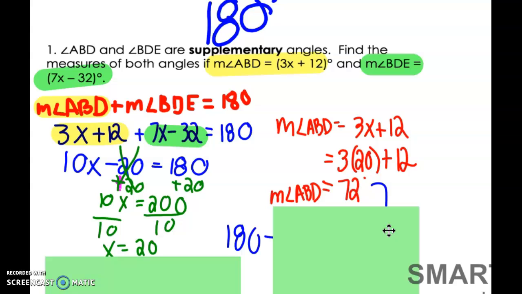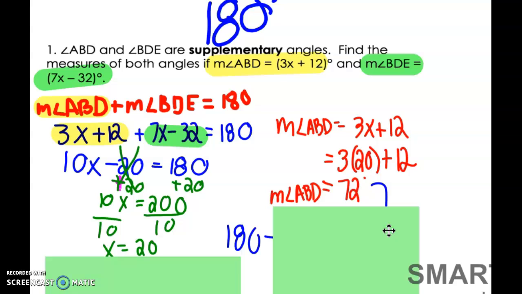Now that we have found the measure of angle ABD, we have a couple options for figuring out the measure of angle BDE. The first option would be to do the same thing, substitute x equals 20 into the expression 7x minus 32. And the second way would be, we know these two angles are supplementary.